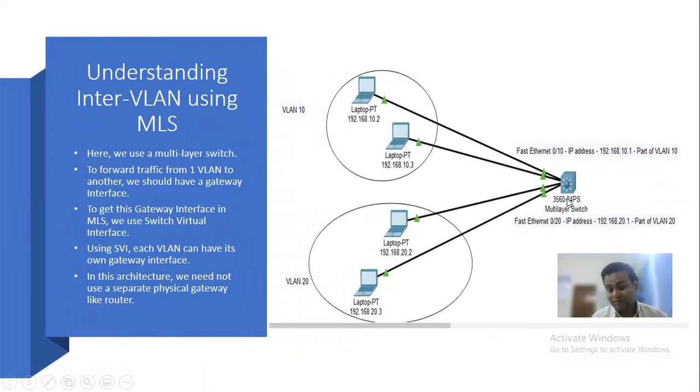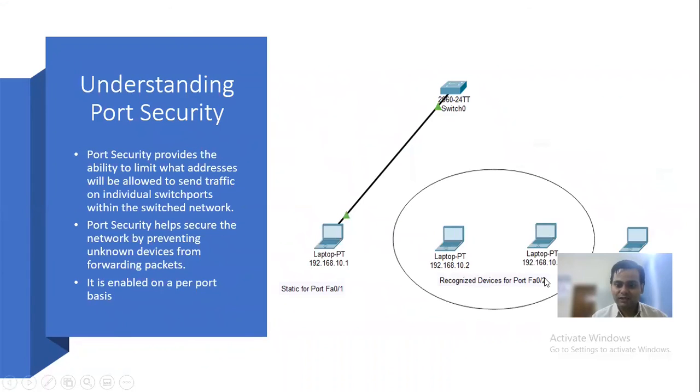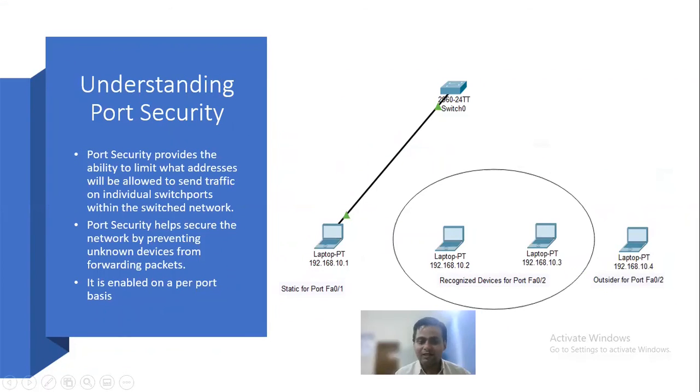Nowadays we have the multi-layer switch, wherein instead of having a router, the switch itself can work as a router. So we can configure the gateway interface in this switch, and using that, devices from two different VLANs can communicate with each other. Then we saw port security, wherein we ensured that only recognized, authorized devices could communicate using a particular port in the switch. If any unauthorized device tried to connect, the port either got shut down or ignored the traffic. That is what we learned in port security.